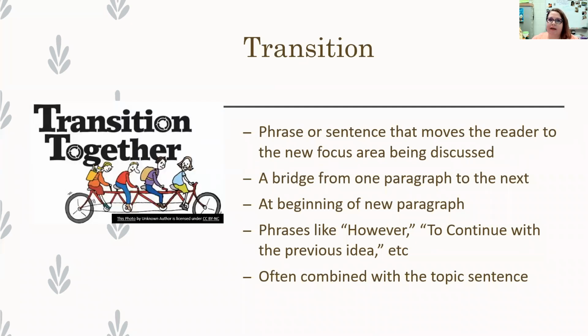So the first thing that you'll do is the transition. Often these are combined with a topic sentence, so the first two T's are often combined into one sentence. But it's a phrase or a sentence, and it's going to move your reader from one topic to the next topic. Or think of it as a bridge from the paragraph before to the paragraph that you're writing now. It's the first thing in each body paragraph except for that first one. And it's phrases like however, to continue with, in contrast to, that's not the only, anything like that, that basically says, this is how we're moving forward.